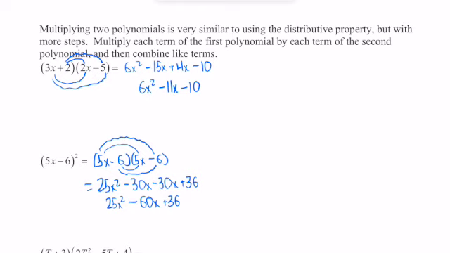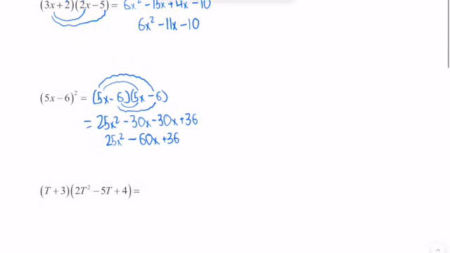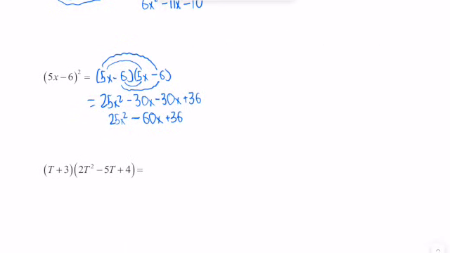When there's more terms in one of the polynomials, the basic process is the same. We take each term of the first polynomial, distribute it to the second polynomial, and then combine the like terms. In this case, t plus 3 times 2t squared minus 5t plus 4, we start by distributing t to the second polynomial.